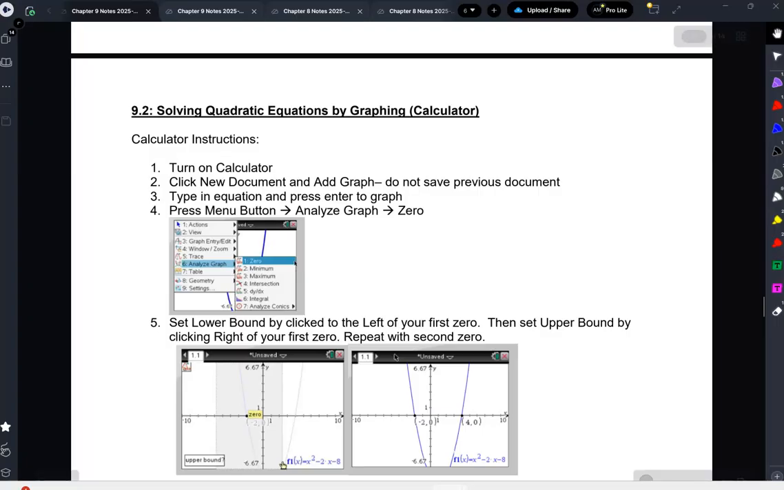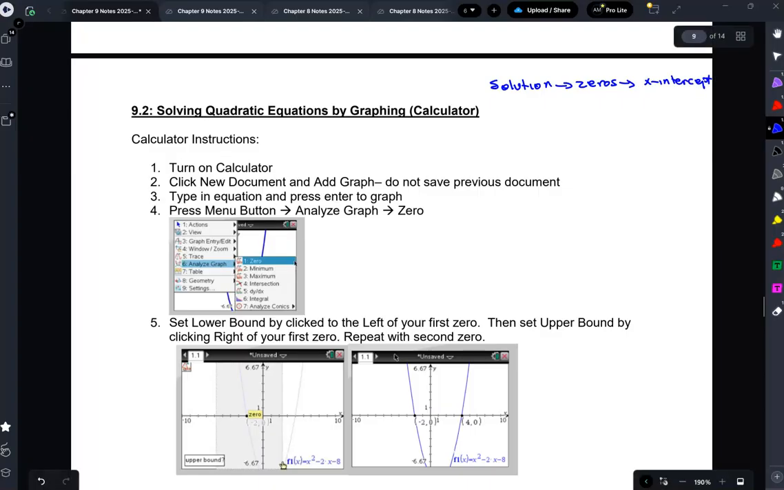So one thing I need you to remember and write this down is solution, zeros, x-intercepts are the same thing when you're solving an equation. All right? So if I say solve, I mean find the zeros. I mean find the x-intercepts.